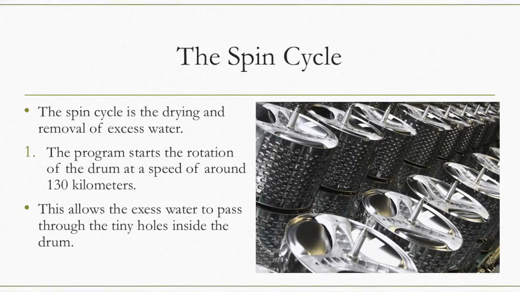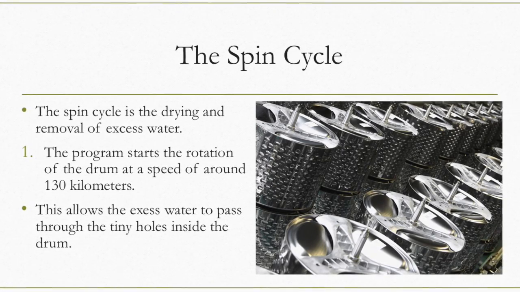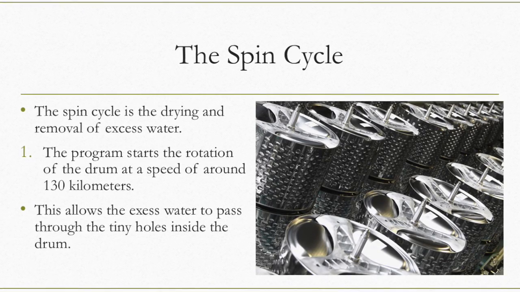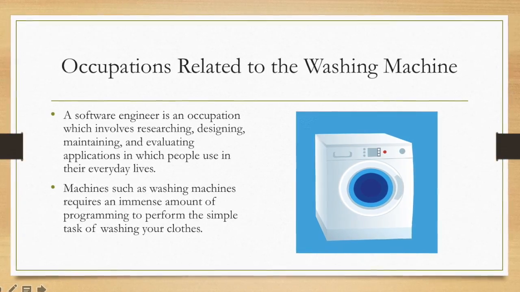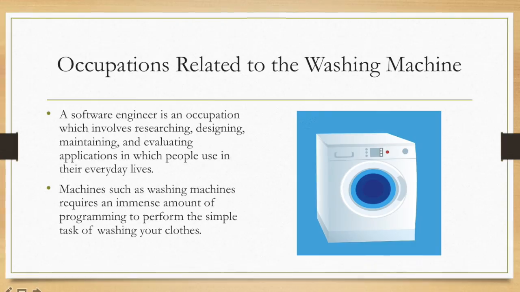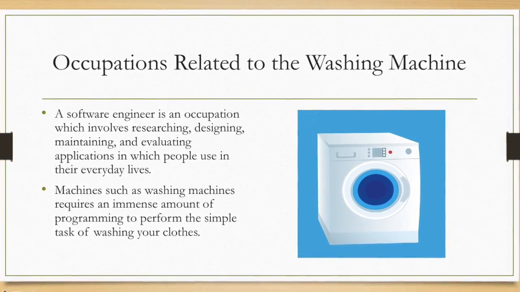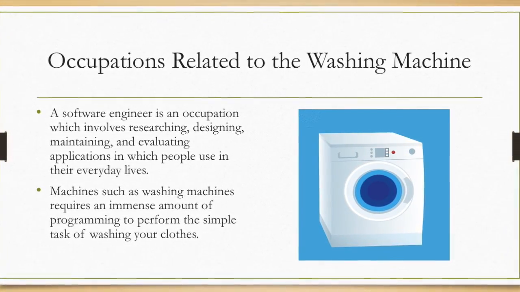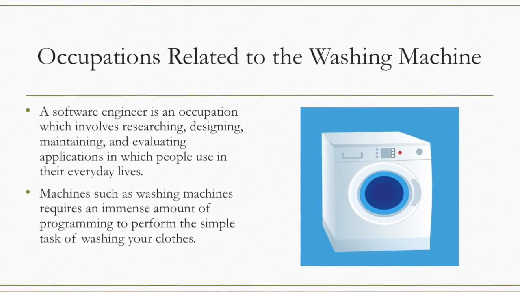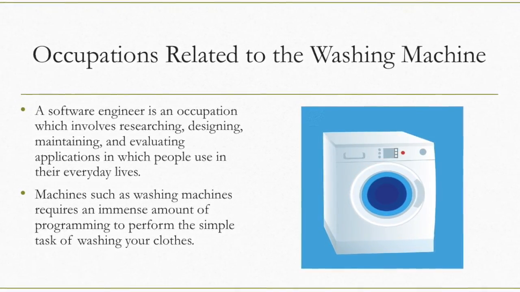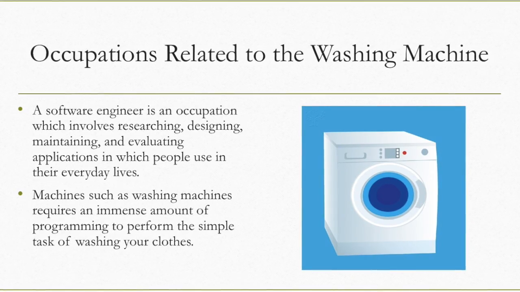On the picture located on the slide, we can see the manufacturing of the drums of a washing machine. Software engineer is a job that relates to the washing machine because they are the people who research, design, maintain, and continue to evaluate applications and machines used in everyday life. For example, the washing machine requires an immense amount of programming to do the simple task of washing your clothes.